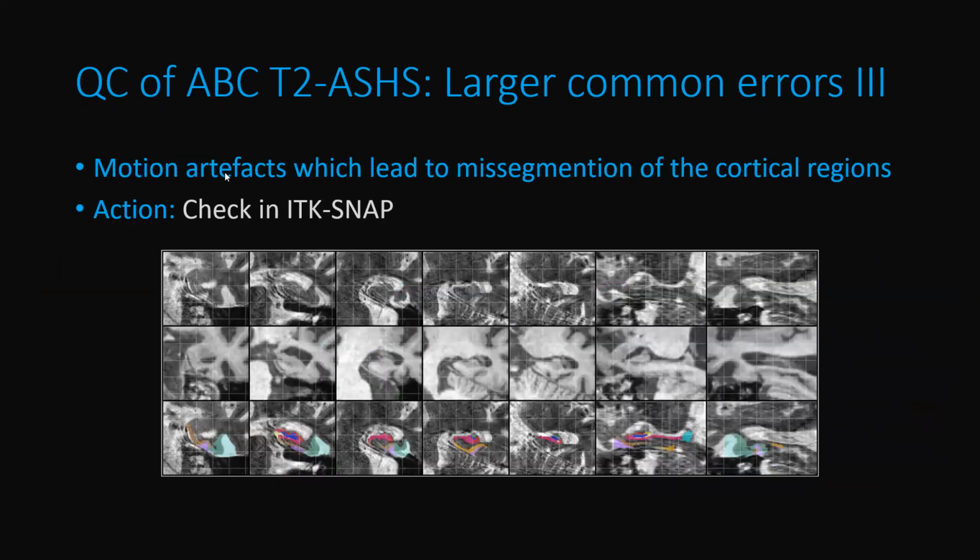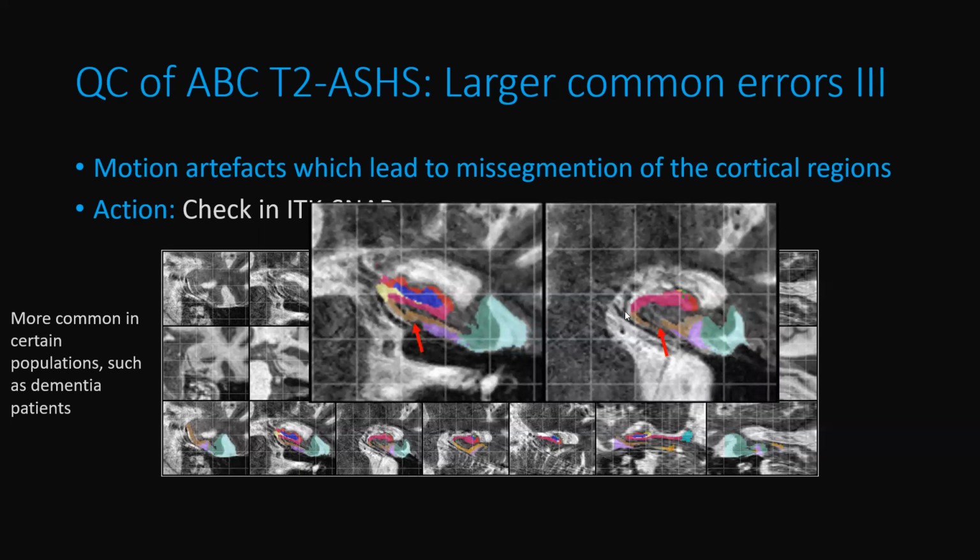And then the third example again is when you have motion artifacts, which leads to missegmentation of the cortical regions. And what I have here is actually quite a bad image, so I would probably exclude this image, but I did want to show this segmentation and zoom in here to see what these motion artifacts can do to your segmentation.